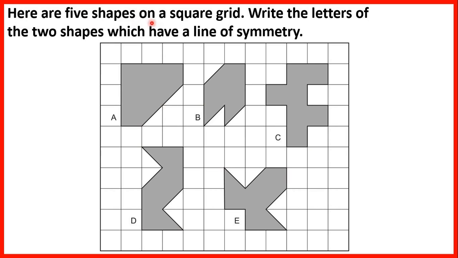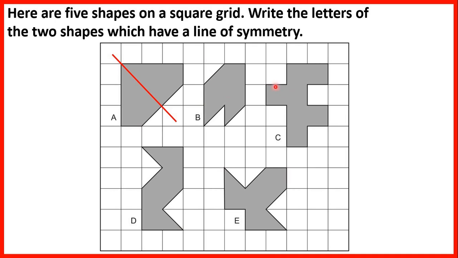Here are 5 shapes on a square grid. Write the letters of the 2 shapes which have a line of symmetry. So a line of symmetry is a line down the middle of a shape where we have the same reflected on both sides. So with shape A, we have a line of symmetry here. We have the same reflected on both sides because we could fold one side over so that it completely covered the other side with nothing overlapping.